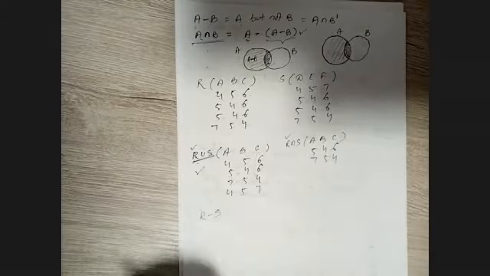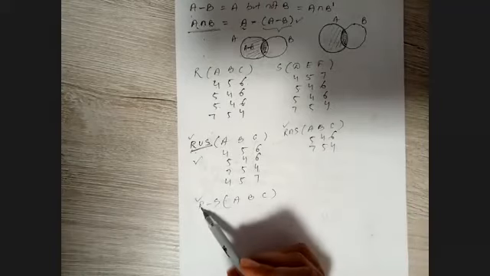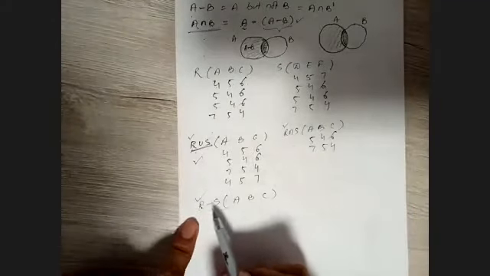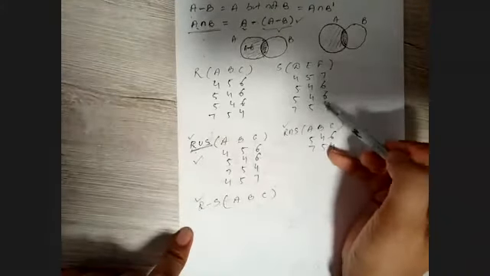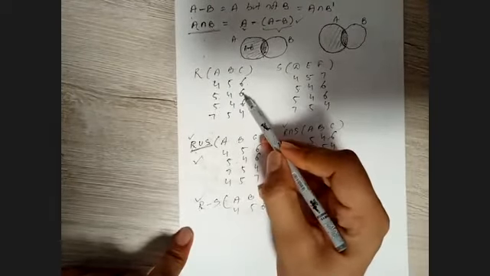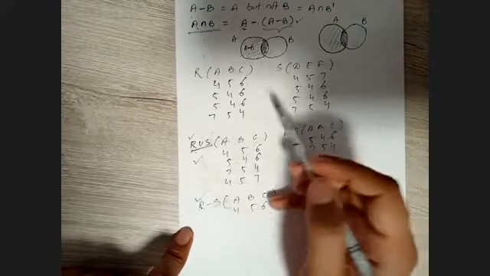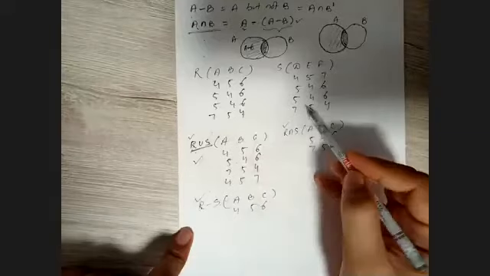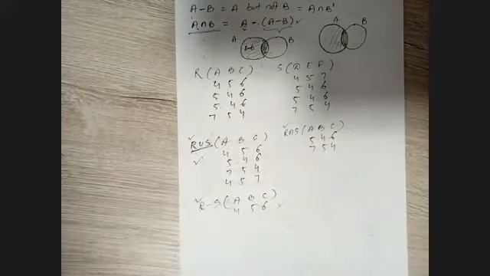Same for R difference S. The domain will be for R, A, B, C. So the elements of R which are present in R but not in S. 4, 5, 6 is present in R. Is this present in S? No. So 4, 5, 6. 5, 4, 6 is present in R. Is it present in S? Yes, so we will not include it. 7, 5, 4 is present in R but also present in S, so not included. So the difference operator answer will be 4, 5, 6. In this way we calculate the values here.